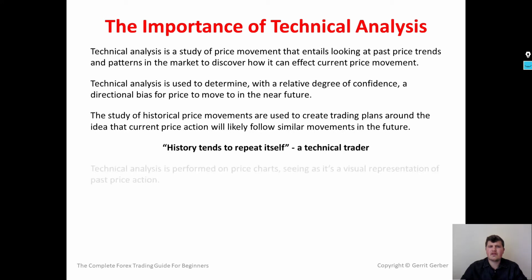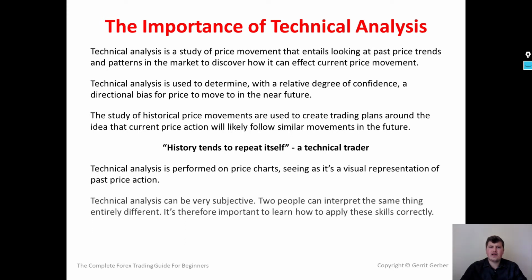with technical analysis. Now, technical analysis is always performed on price charts, seeing as it's a visual representation of past price action, and it helps you to visualize how the past price action and patterns are likely to play out in the future. Now, technical analysis can be very subjective, meaning two people can watch the exact same past data and have completely different opinions about the future price movement.